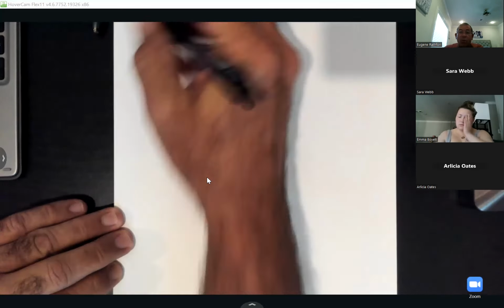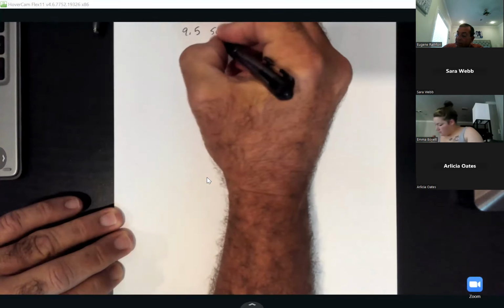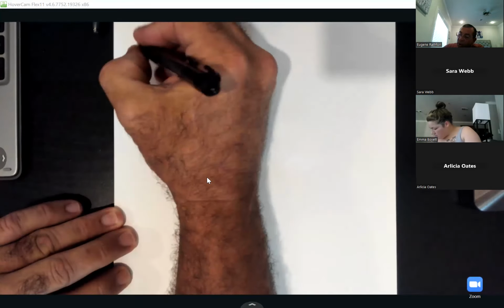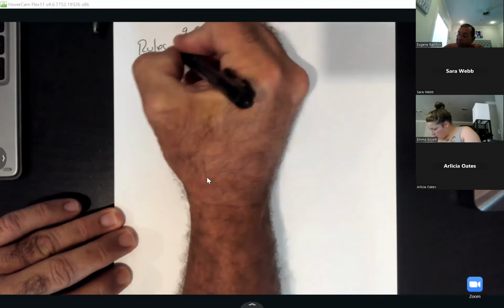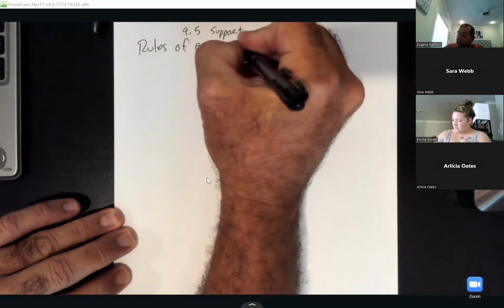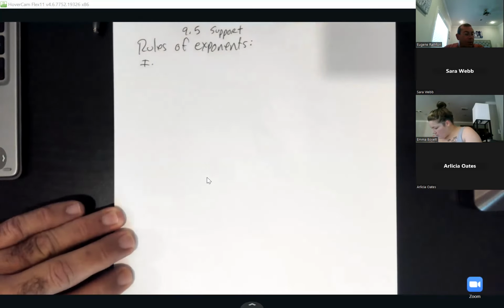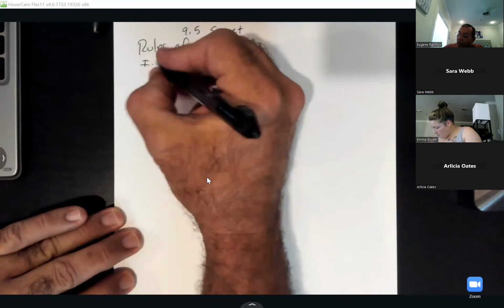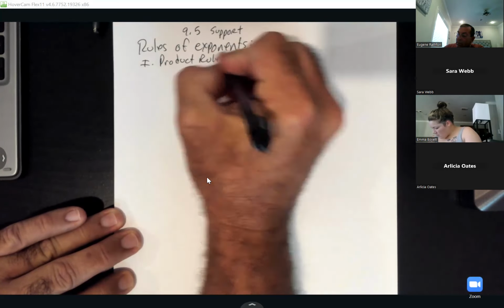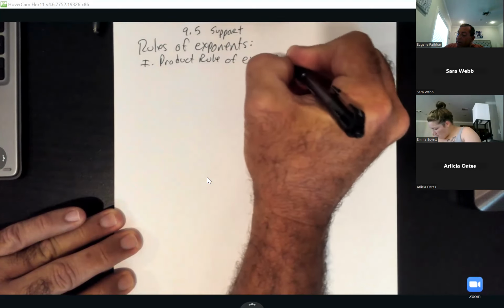All right, y'all, so this is 9.5 support. And this is just going to go over what we call the rules of exponents. So the first exponent rule we got is what we call the product rule of our exponents.